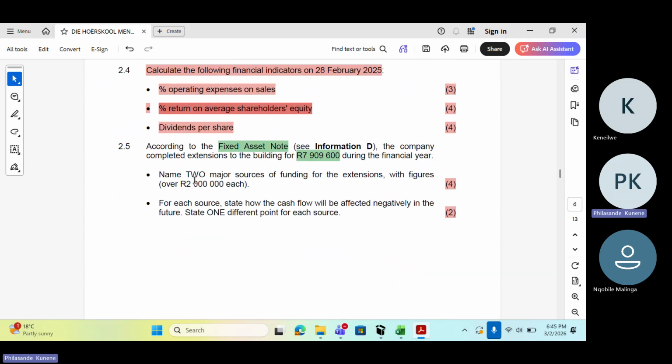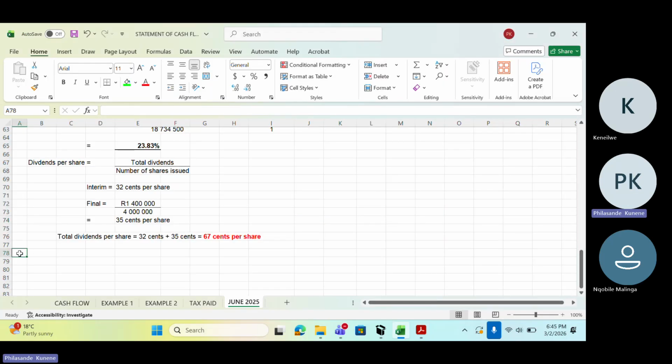Then they're saying, name two major sources of funding for the extensions with figures over 2 million each. We need to get the sources of funding. Where did we get money to do these extensions on the buildings? Where did we get money for this?